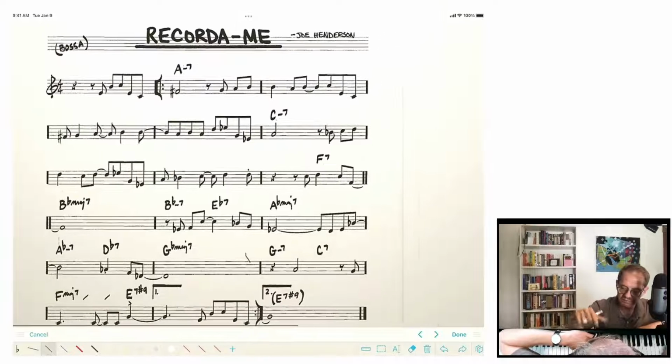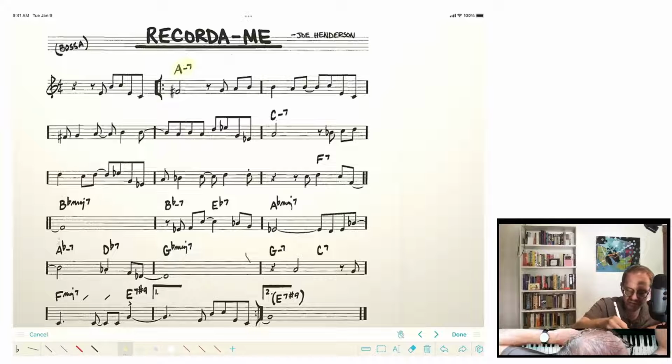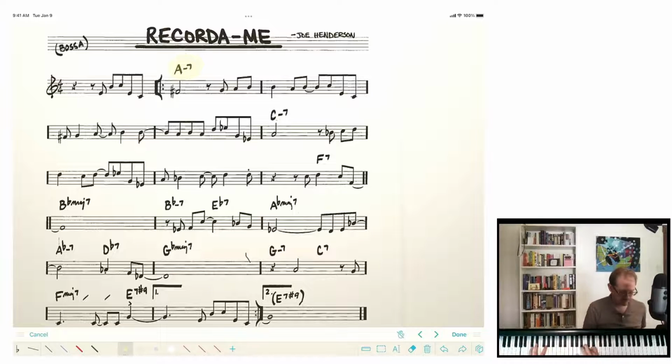So, what do we have first? We have a Dorian chord, A minor 7th, right? And we really, really know it's Dorian if we doubt the chord symbol, because we have that raised 6 that's so typical of the Dorian mode in the melody.